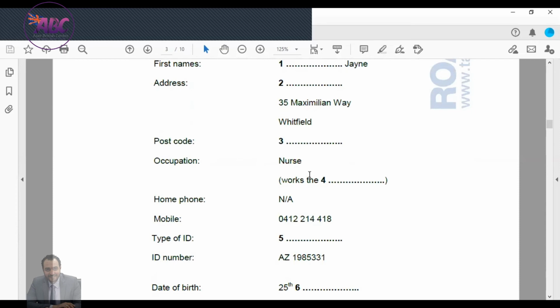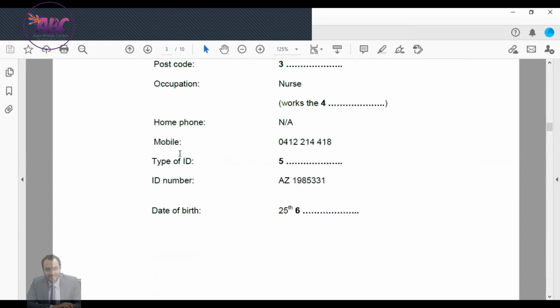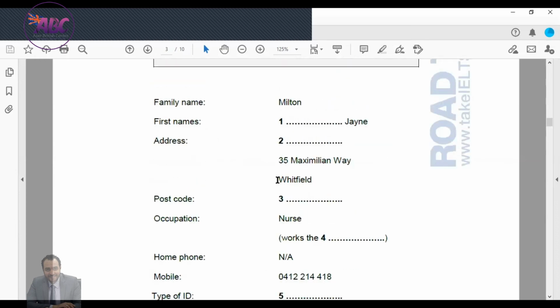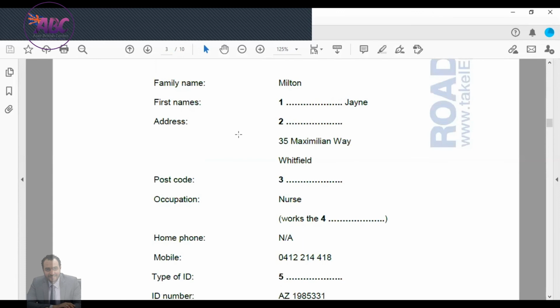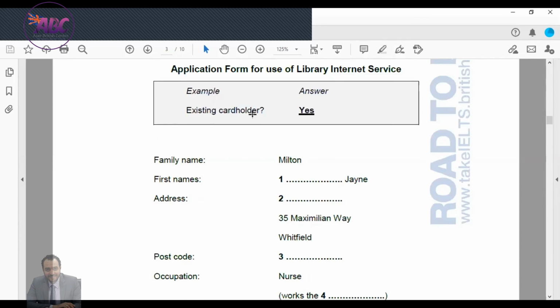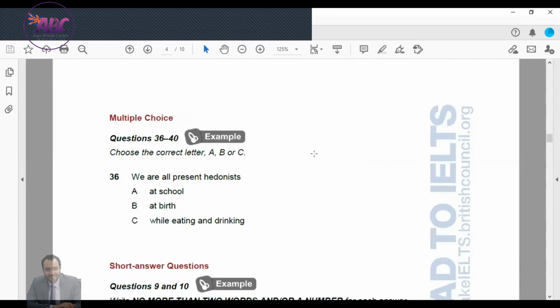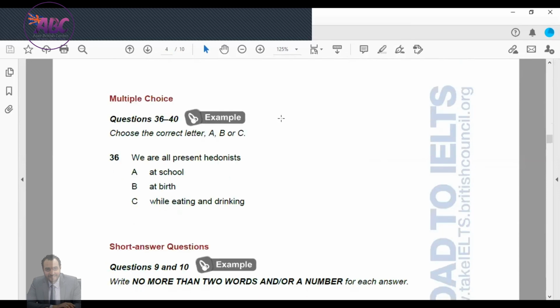And here, type of ID. This also will be a number. All right. Date of birth. So we're expecting to hear a year, the year that she was born in. Try to scan as much as you can and try to guess what kind of words we want to listen for in this kind of question. This is a form completion. The second one is multiple choice questions.